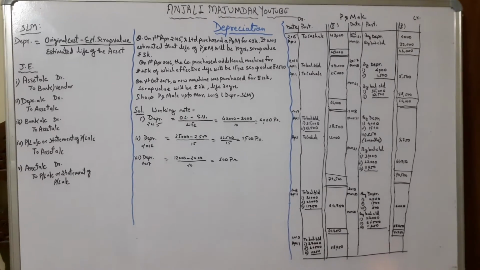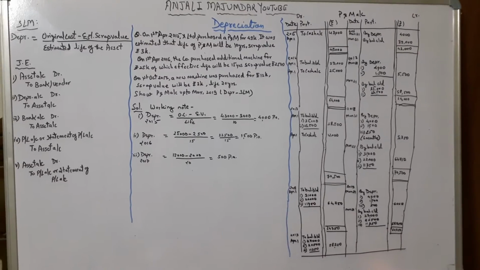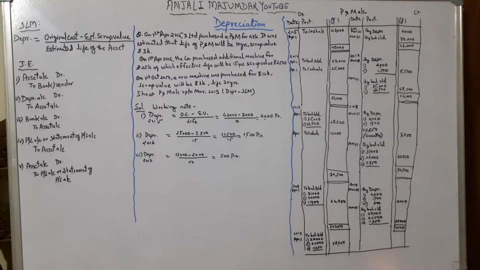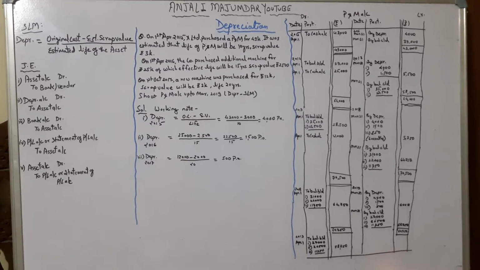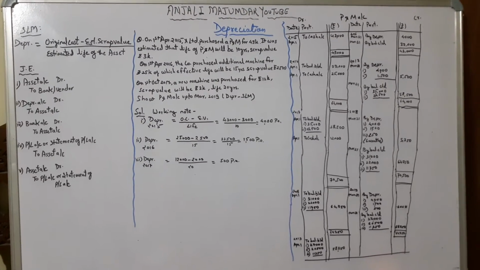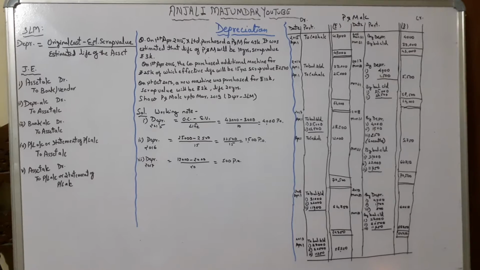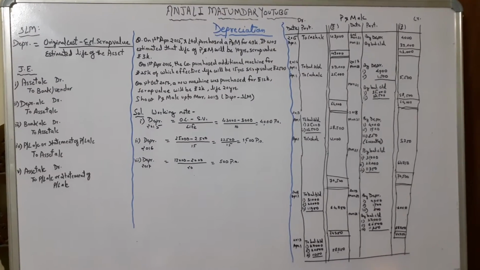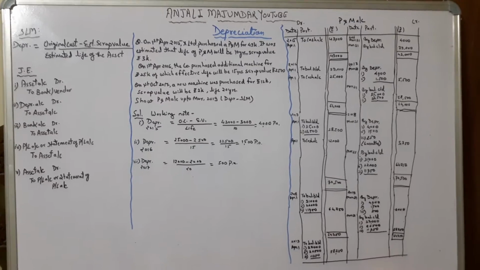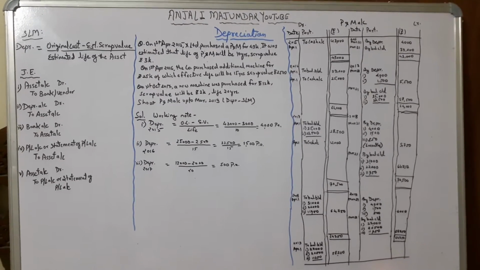Now journal entries: when you purchase an asset, asset account is debited to bank account or vendor account. If it is purchased by paying cash or cheque, then credit the bank account, or if it is purchased on credit, then credit the vendor account. Then the second entry is for charging depreciation. The entry goes: depreciation account debited to asset account.